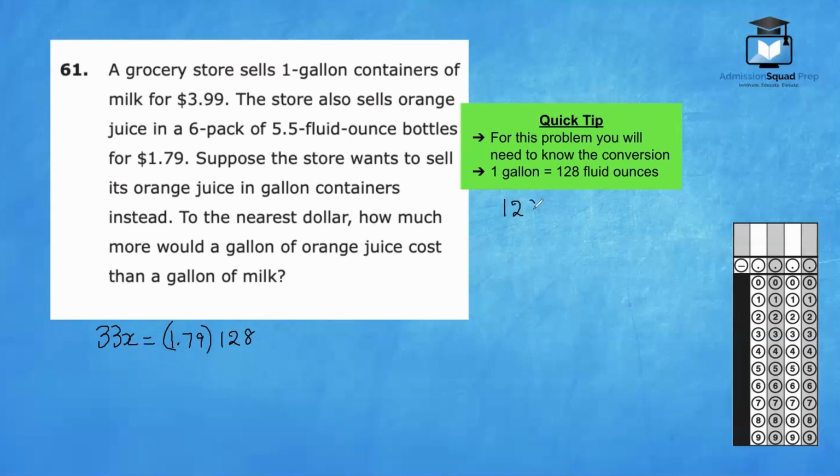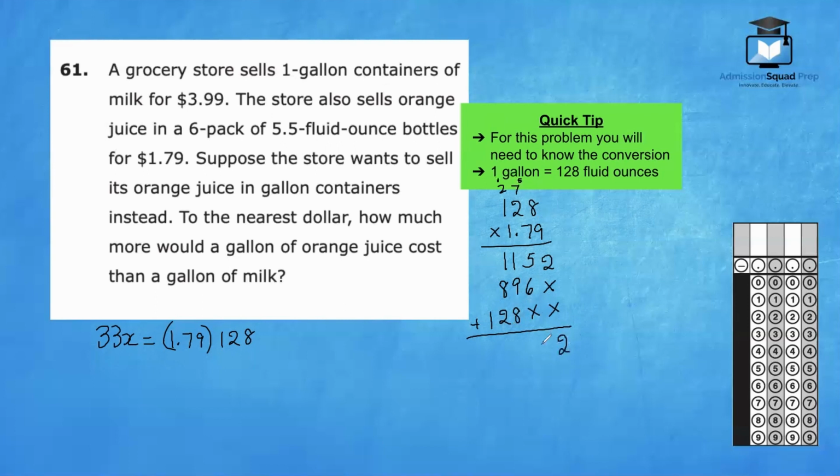So 128 times 1.79. We know there's going to be 2 places in the decimal point. Let's get started. So when we multiply 9 times 128, we get 1152. Now let's multiply 128 by 7. We have 896. Now let's multiply 128 by 1. 128 times 1 is 128. Now let's add what we have here.